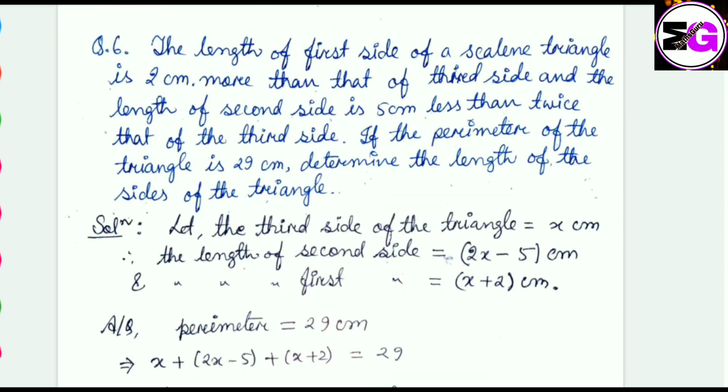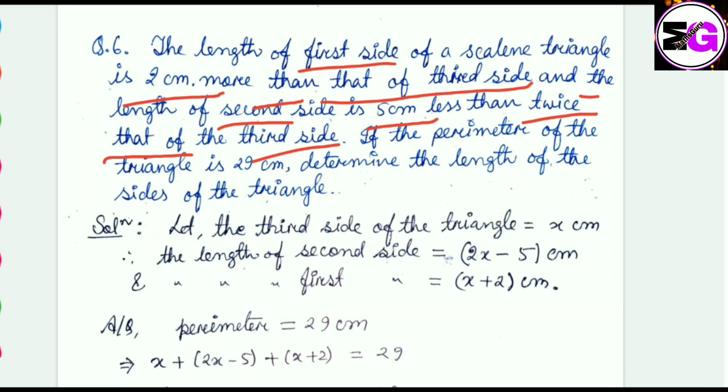Okay, so the next question: the length of the first side of a scalene triangle is 2 centimeters more than that of the third side, and the length of the second side is 5 centimeters less than twice that of the third side. If the perimeter of the triangle is 29 centimeters, determine the length of the sides of the triangle.